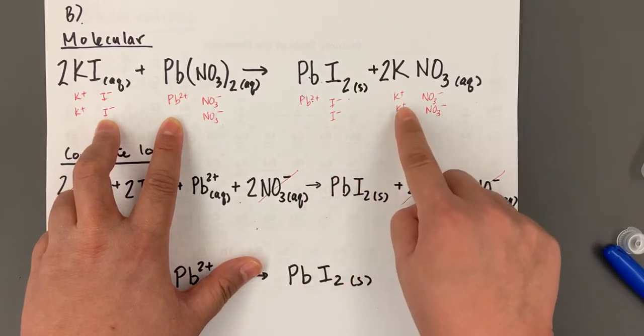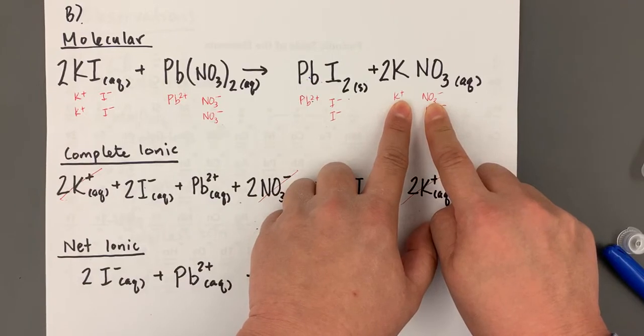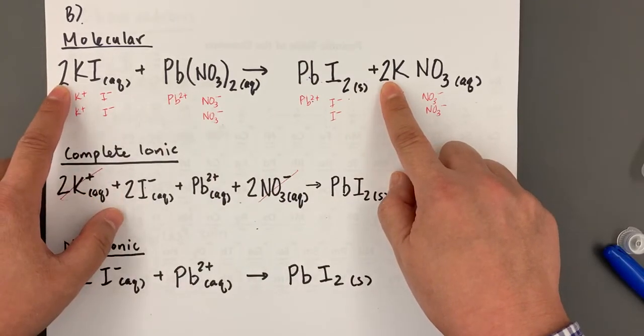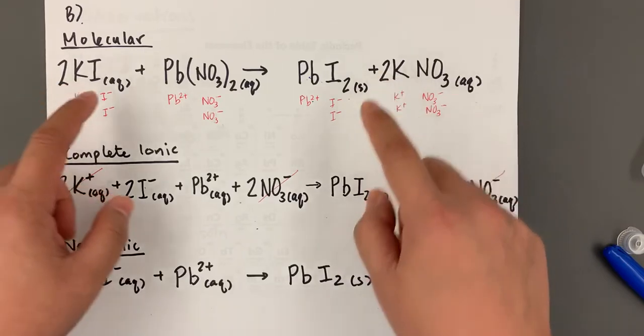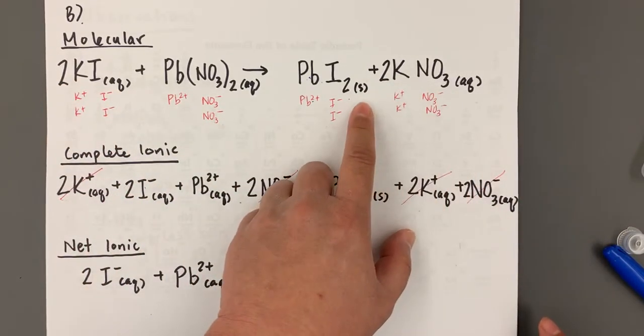Then of course you need 1 potassium, 1 nitrate. Okay, you don't have any subscripts here. To balance the equation, you do need to put a 2 in front of the potassium nitrate and a 2 in front of the potassium iodide here. Okay. As the complete ionic, again, all of these are aqueous. The only thing that is solid is your lead iodide.